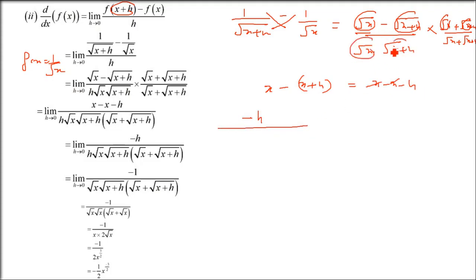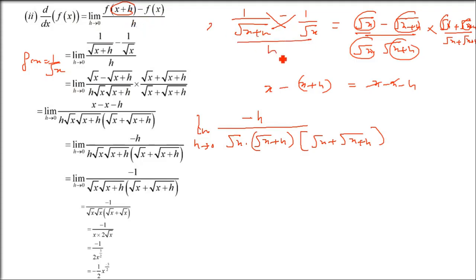What about the denominator? You have root x and root x plus h, and the root x plus root x plus h from the RF. Here just put h as 0, because the h in the denominator cancels the numerator h. As I said, the limit h equals 0 is always applied at the later part. So this h gets cancelled, you have minus 1, so just put minus 1, and h equals 0 in the remaining terms.